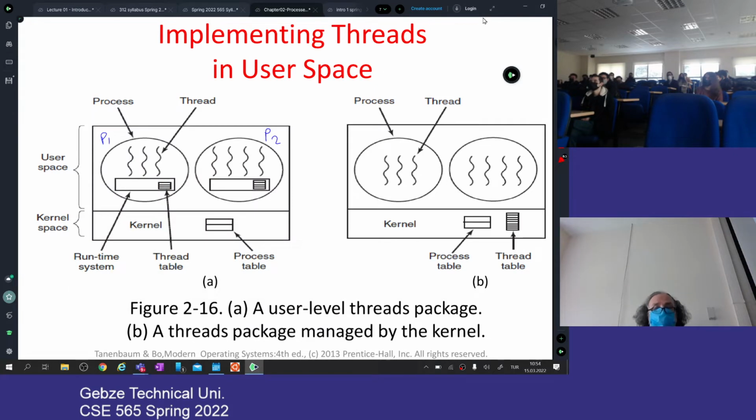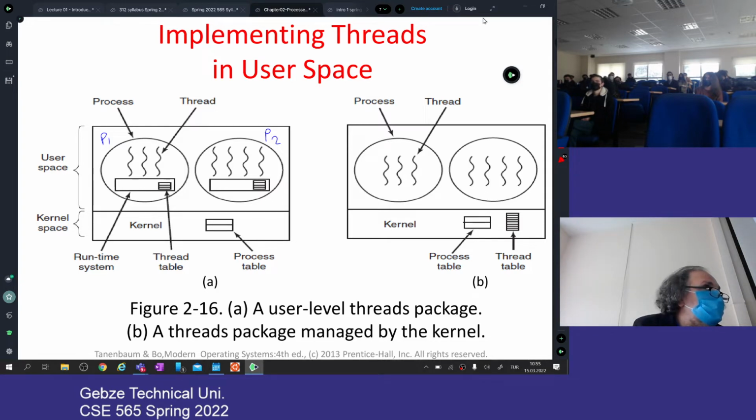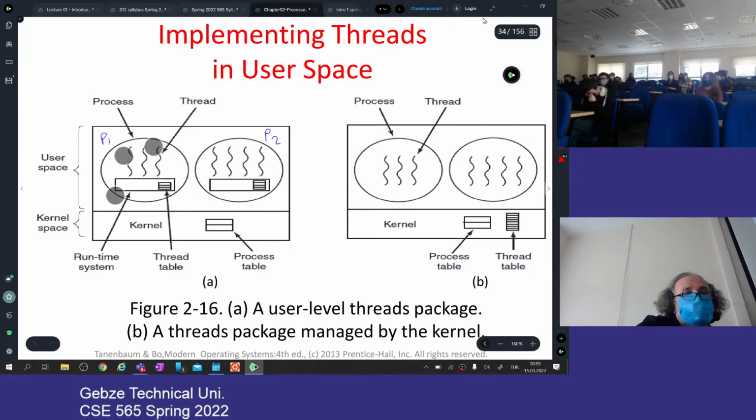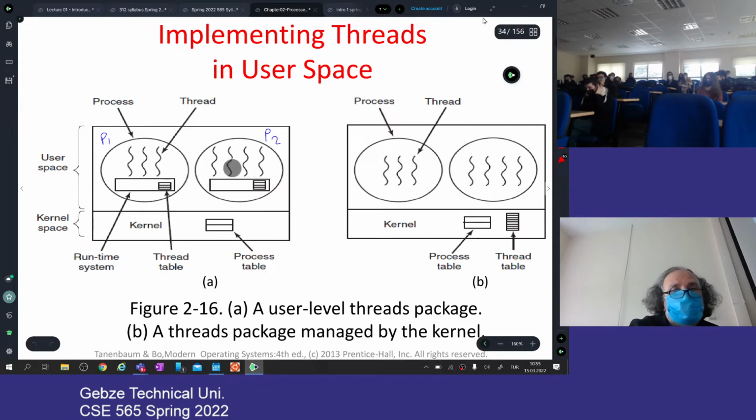Let's think about this. The kernel doesn't know that there are 3 threads running. The kernel just doesn't know that. Yes? If the process dies, the whole thing will go, and the kernel doesn't know anything about the threads. You mean if the whole process dies, then the whole process dies. I can't do anything about that in any of these pictures, right?